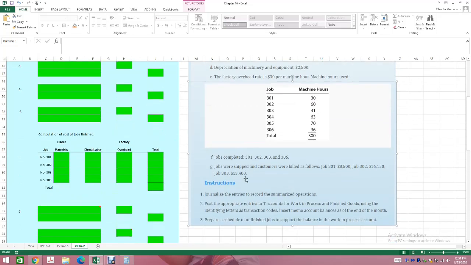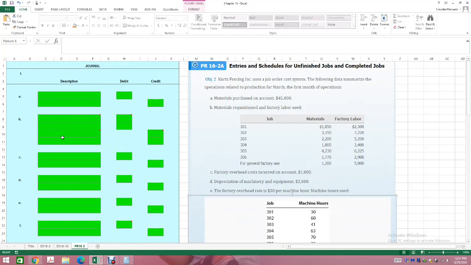Okay? Instructions. The first thing that we have to do is journalize the entries to record the summarized operations. So we're going to take it a step at a time. They're asking us to journalize transactions A through G, and we've got our journal here. So this is requirement 1.